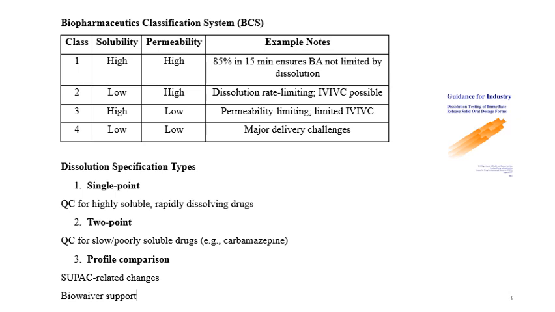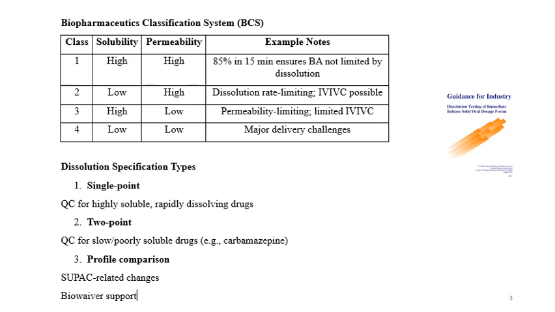Then 2-point dissolution specification. QC testing for slow or poorly soluble drugs like carbamazepine. So you can give the Q point at 30 minutes and 60 minutes or 45 minutes and 120 minutes depending on the formulation. So you need to consider the 2 points. Only 2 points will be there.